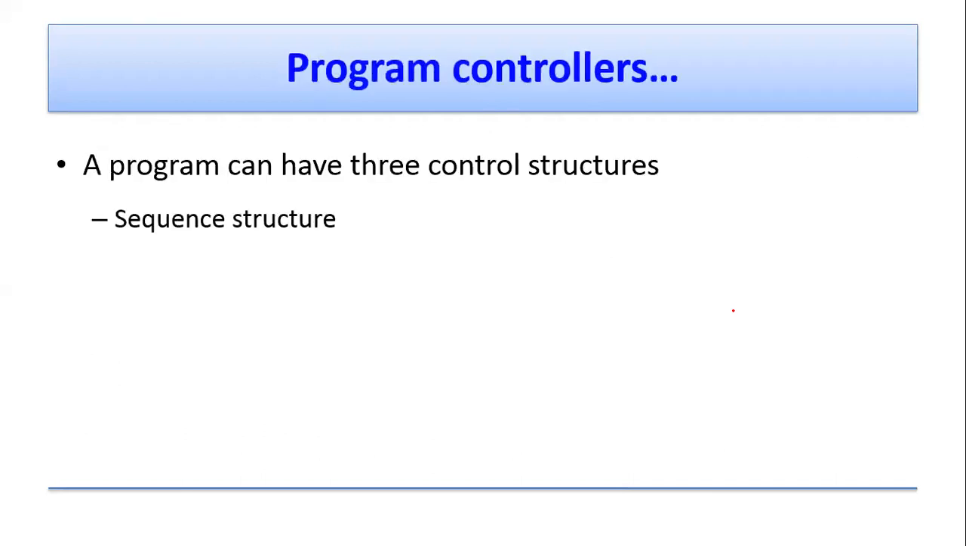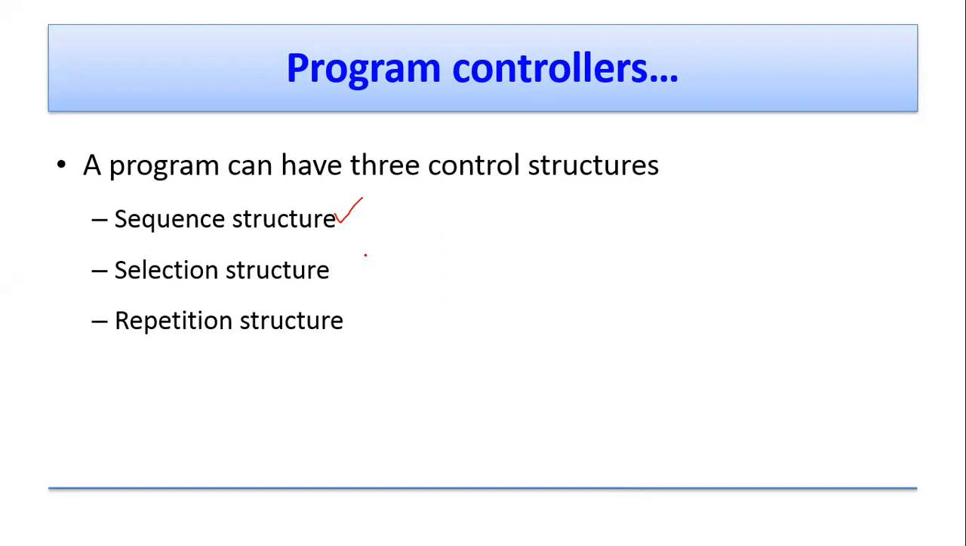So let's consider how to change this. What are the program controllers? The program can have three control structures. The first one is the sequential structure, that means one after another. Next one is the selection structure. We can select a set of statements: depending on a particular condition, if it is true, this statement should be executed, otherwise these statements should be executed. We'll discuss this.